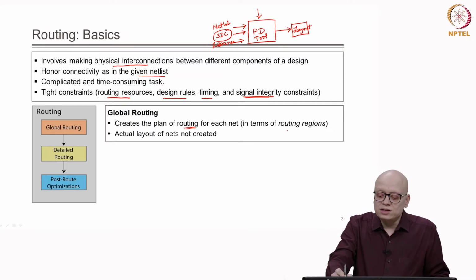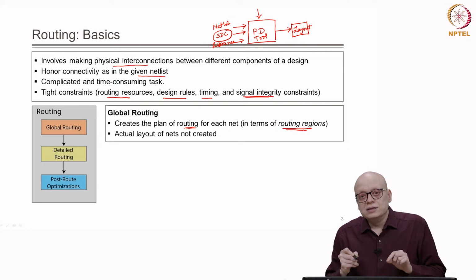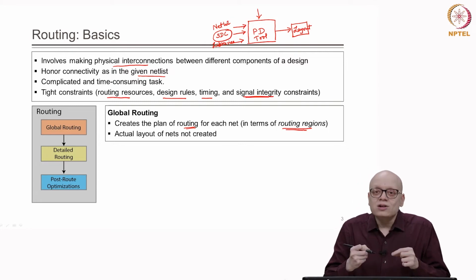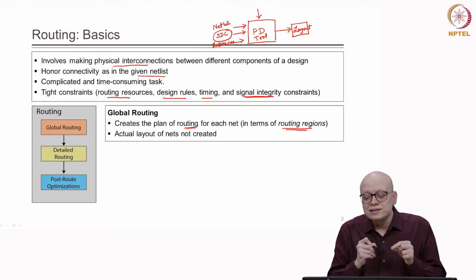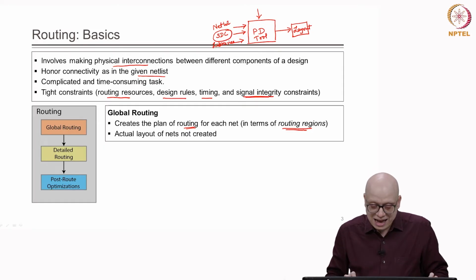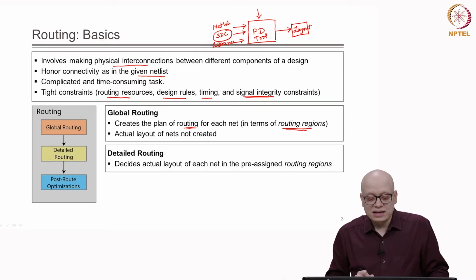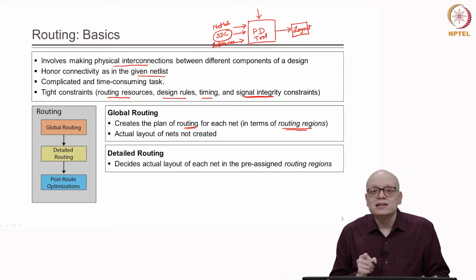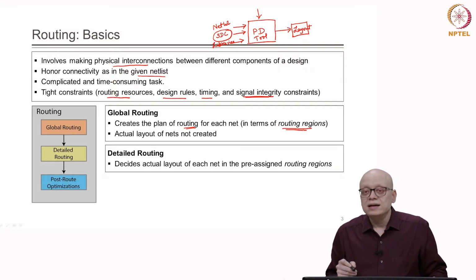In terms of routing regions, the definition of physical interconnections that is determined during global routing is in terms of routing regions, not in terms of wire layout. Then in the next step, when we go into detailed routing, the detailed routing actually decides the actual layout of each net in the pre-assigned routing regions.